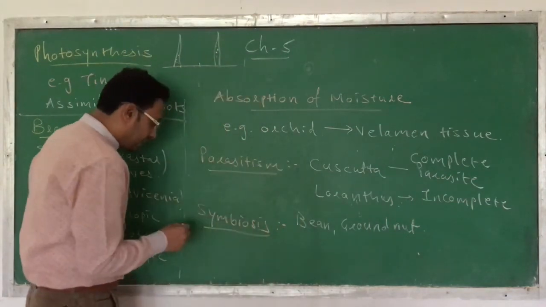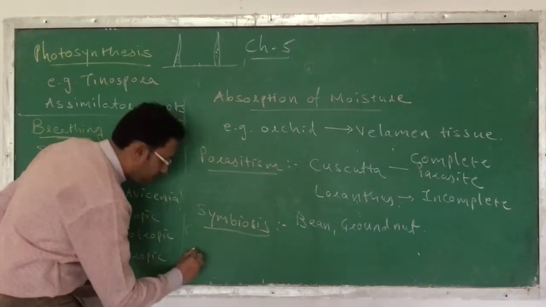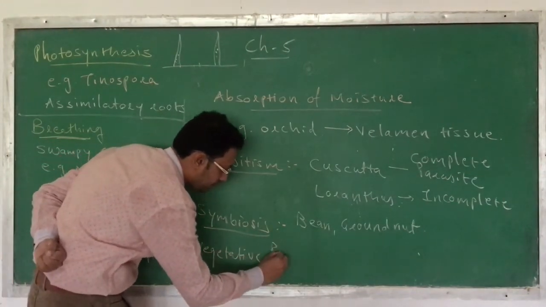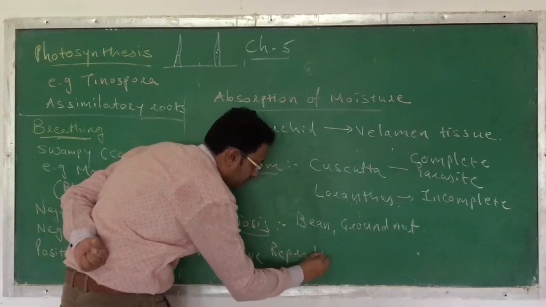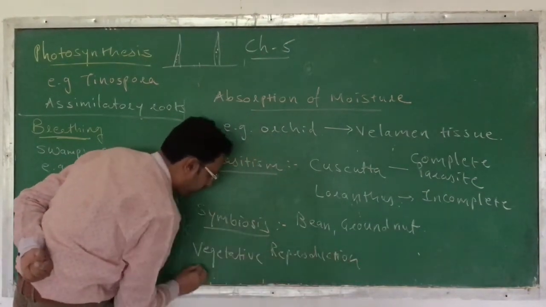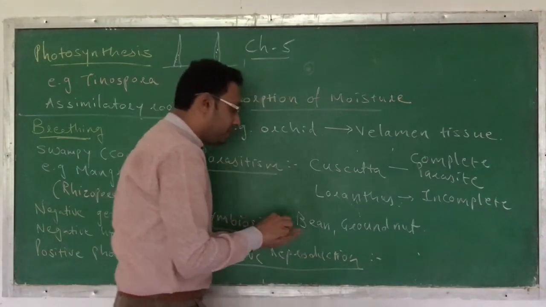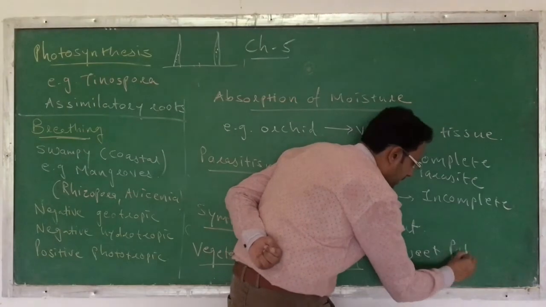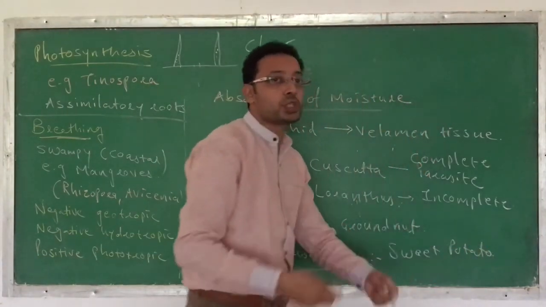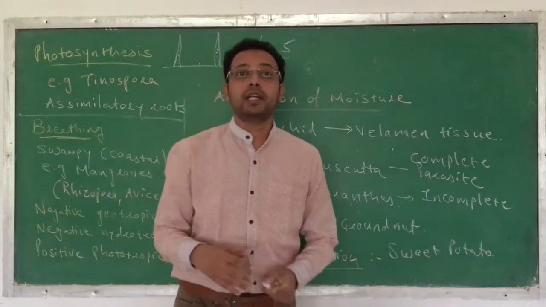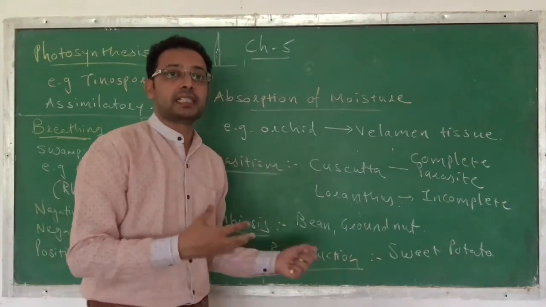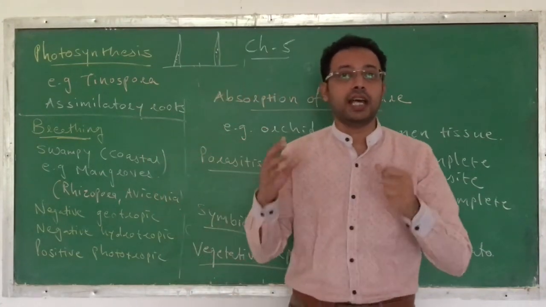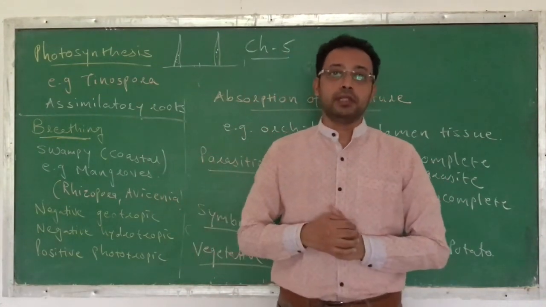And there are also a few plants which are meant for reproduction, like vegetative reproduction. The root which performs vegetative reproduction in a plant is the sweet potato. Here, from the roots of the sweet potato, another sweet potato plant develops. So this is an example. So that's all about the special functions. You have to remember the special functions and the modifications with examples.